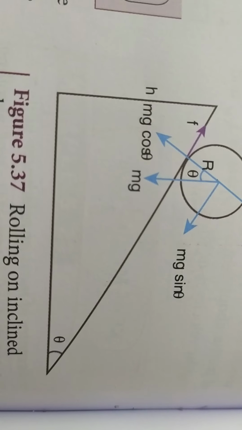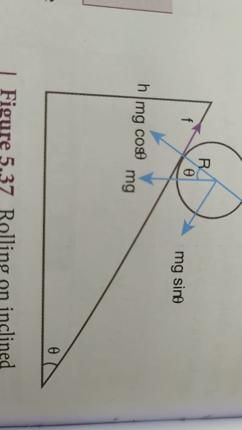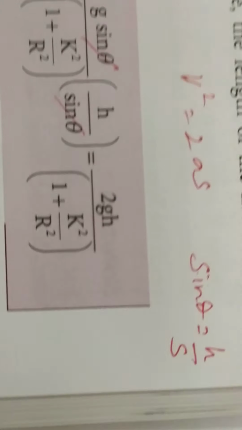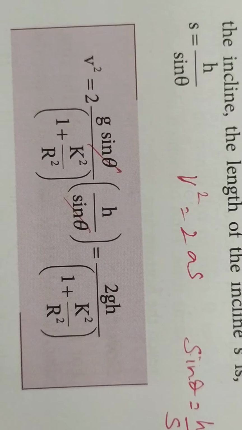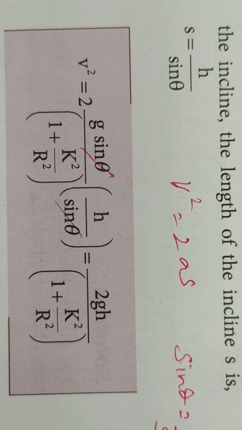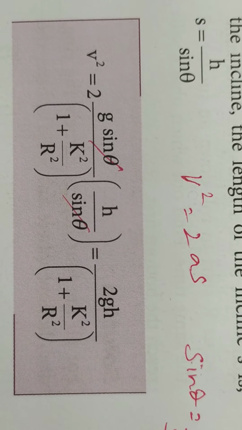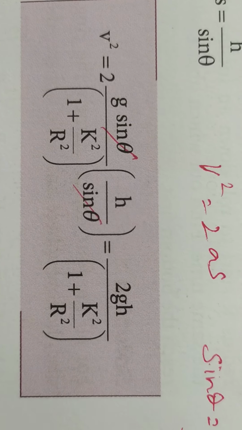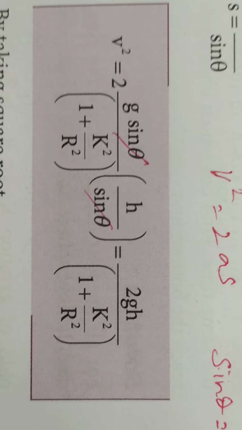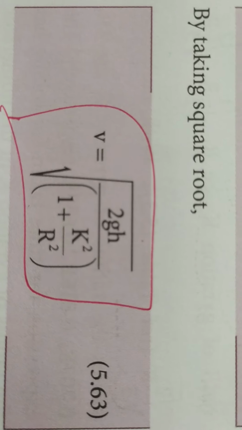And you know from this diagram what sin theta is. Sin theta is opposite by hypotenuse. Suppose the length of the inclined plane is s, you can write sin theta is equal to h by s. So in this equation v square is equal to 2as, you can substitute 2, and for acceleration you have derived an expression, substitute that, and instead of s you write h by sin theta, and sin theta gets cancelled. So you will get 2gh by 1 plus k square by R square. This is the expression for v square. So you can take the square root, that will give you the expression for velocity of the rolling object.